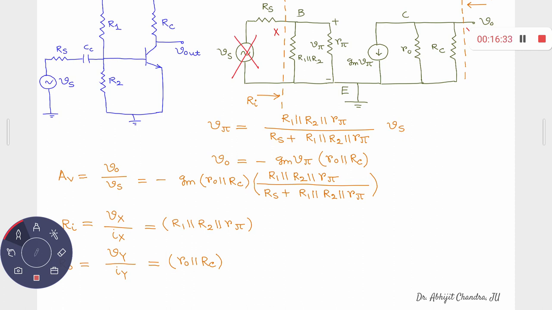You have noticed, this is my output terminal. So now, what happens? The circuit looks something like that. The modified circuit.